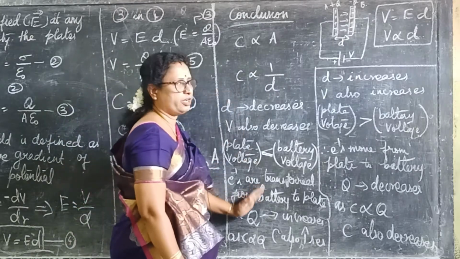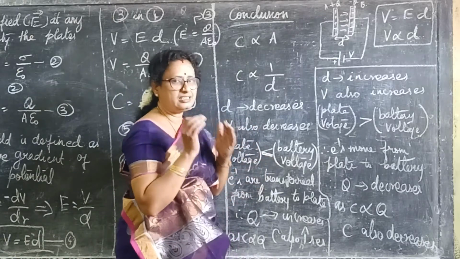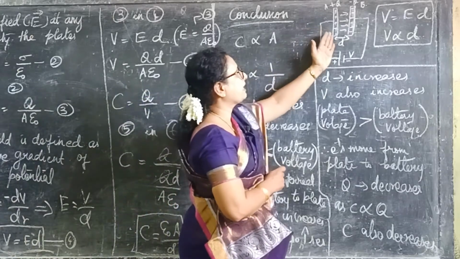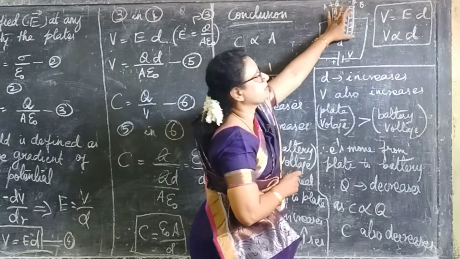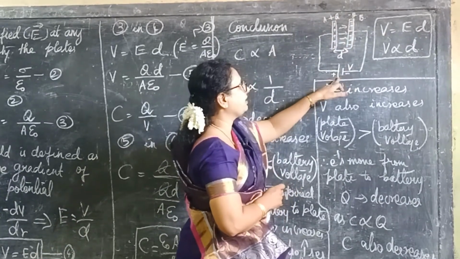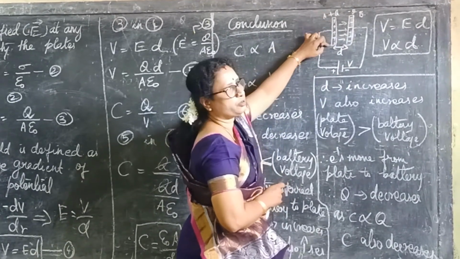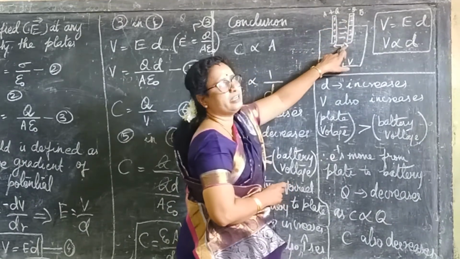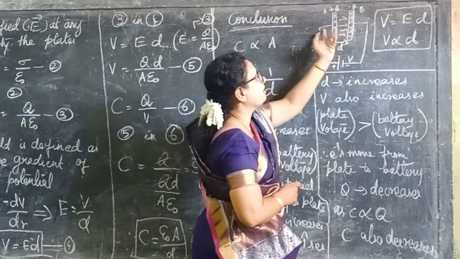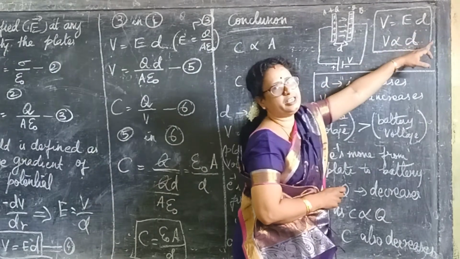I have written in points. Let me explain it to you. Please listen carefully. I have drawn the diagram here. This is plate A and this is plate B. It is connected to a battery, an external battery. Plate A acquires positive charge, plate B acquires negative charge. A potential will be developed. Potential V is equal to ED, we all know.